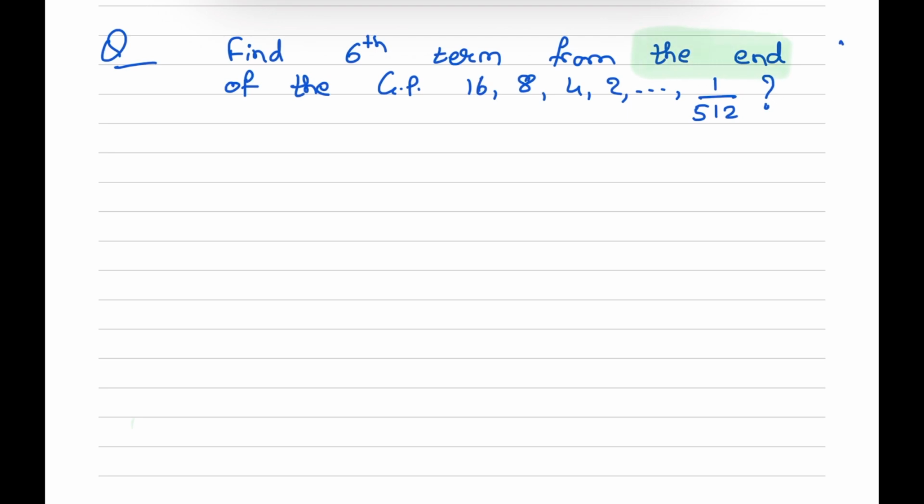So if we consider these first four numbers as an example, 16, 8, 4 and 2, the common ratio is 8 upon 16, which is 1 upon 2, 4 upon 8, which is also 1 upon 2, 2 upon 4, which is also 1 upon 2.